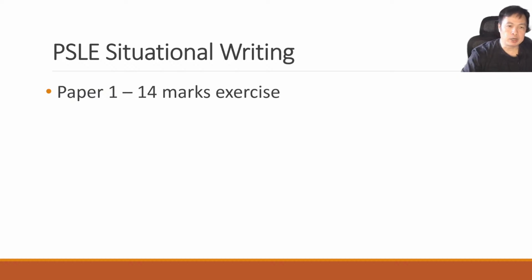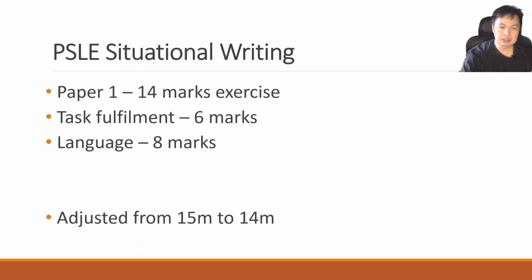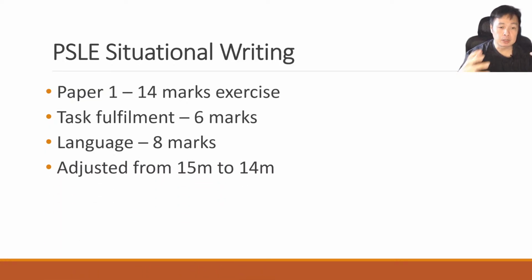So paper 1. Situational writing is part of paper 1 and is a 40 marks exercise. The task fulfillment, which is the bullet points that you see, is worth 6 marks, so no change in that. Language has been bumped down a little to 8 marks, used to be 9 marks. The total marks, therefore, has been adjusted from 15 marks to 14 marks.